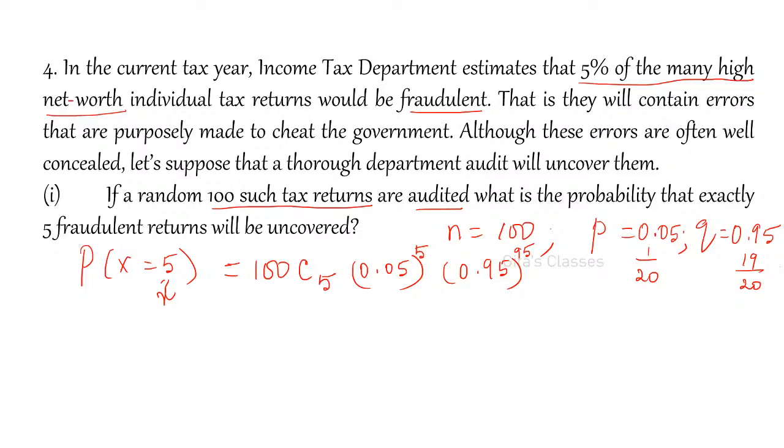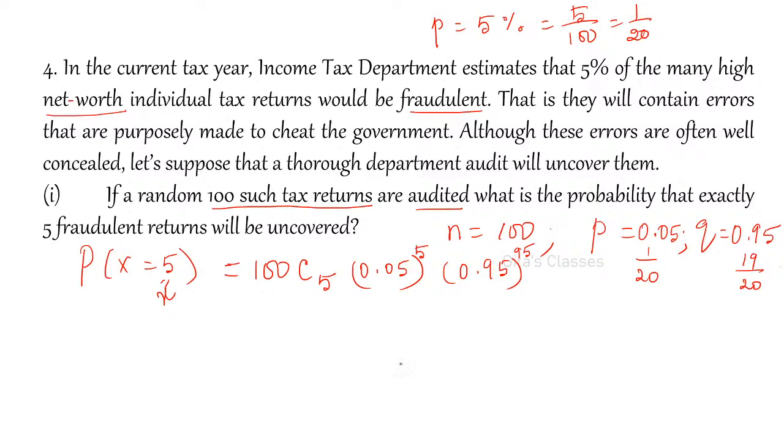Shrutika, P is equal to 5%. The department estimates that 5% of the many high net worth individual returns would be fraudulent. That is 100%. If 100 people are filing the returns, then 5% will be fraudulent. That is what they are assuming. They are estimating that 5% may be fraudulent. Therefore, small p is equal to 5%, that is 5 by 100. Therefore, you can say 1 by 20 or 0.05. Got it, Shrutika?